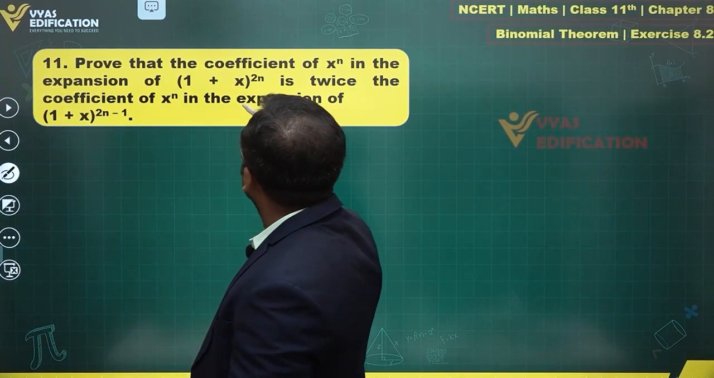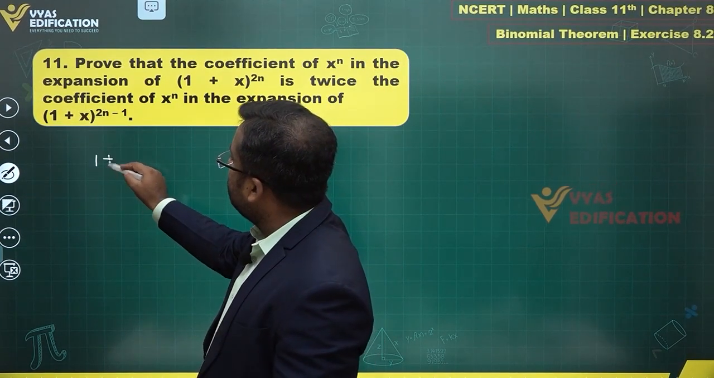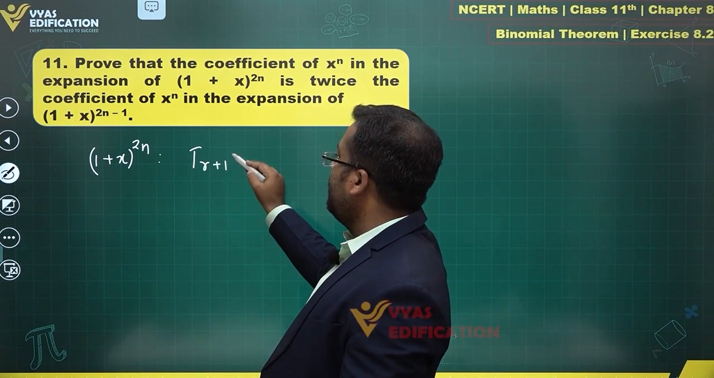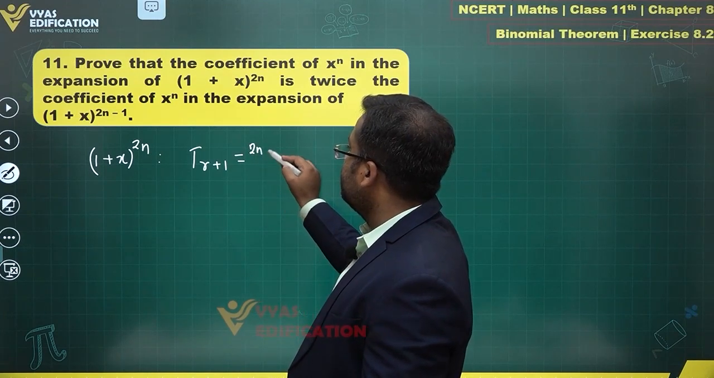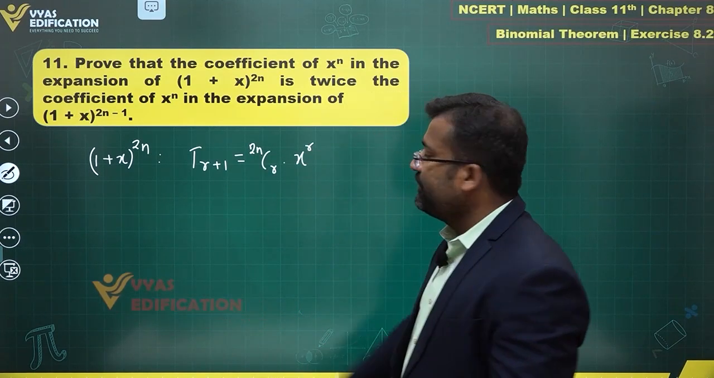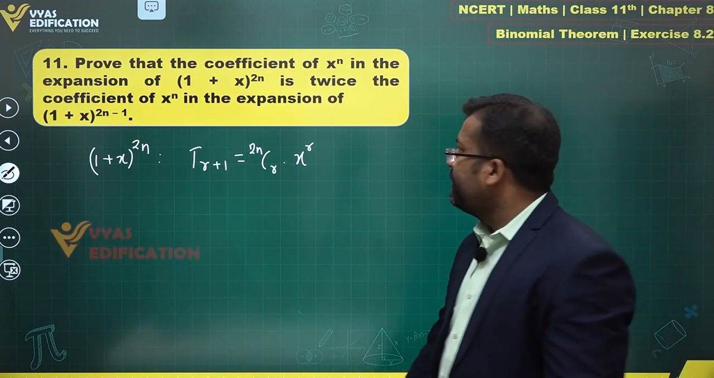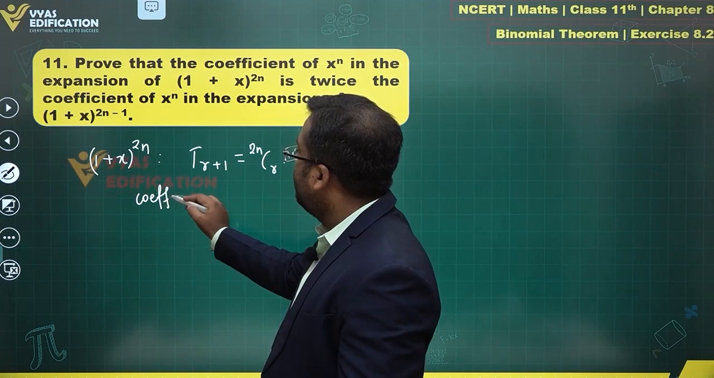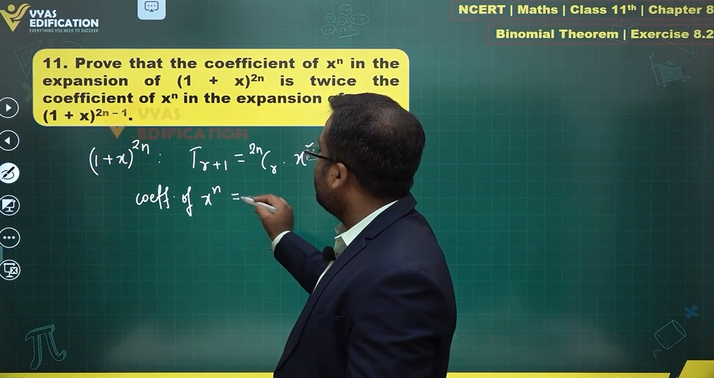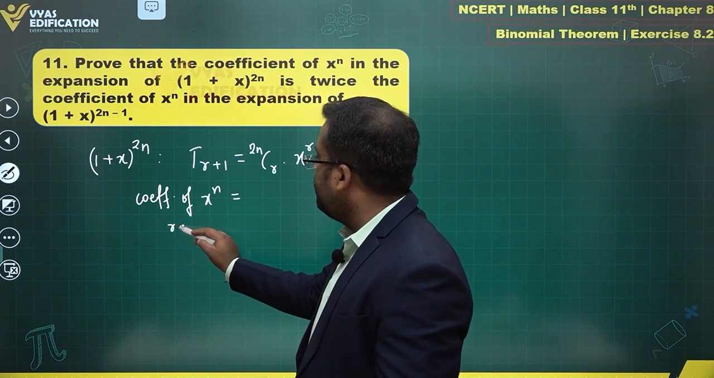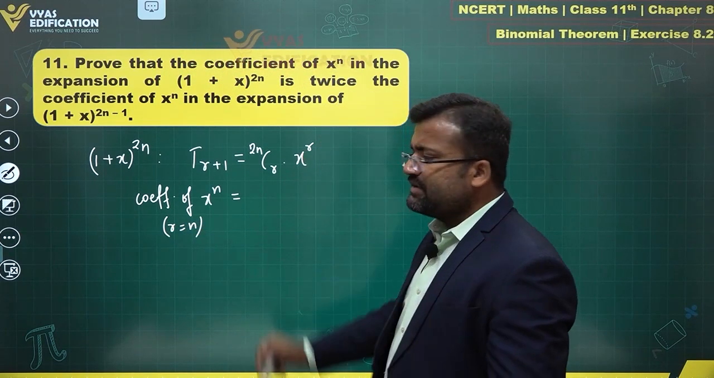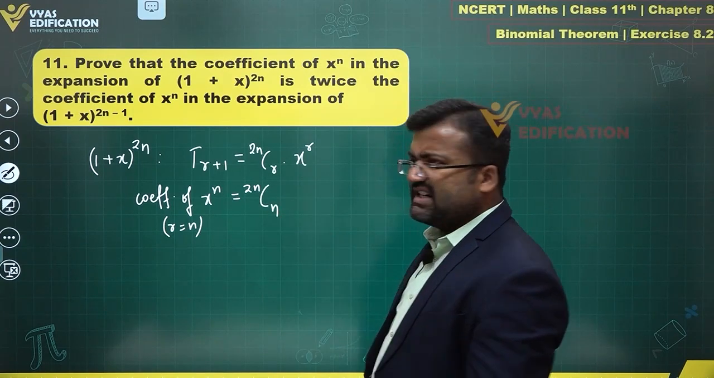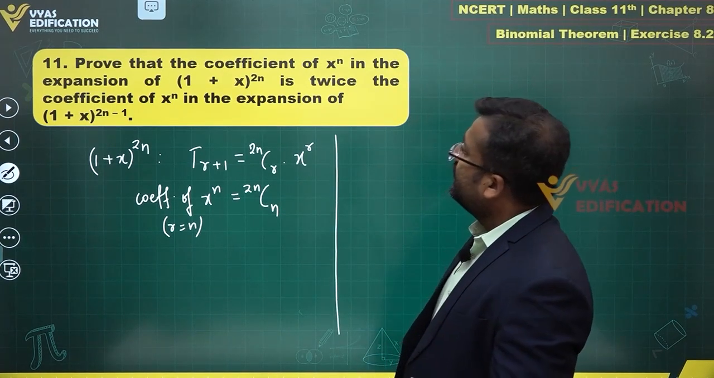Coefficient of x power n in the expansion of (1 + x) power 2n. The general term T(r+1) is 2n Cr x power r, with 1 power 2n minus r, simple, right? So the coefficient of x power n: for x power n, r will be equal to n, as you can observe over here. X power n implies r equals n, and this coefficient will be 2n Cn. Is that simple? Yes. What next?